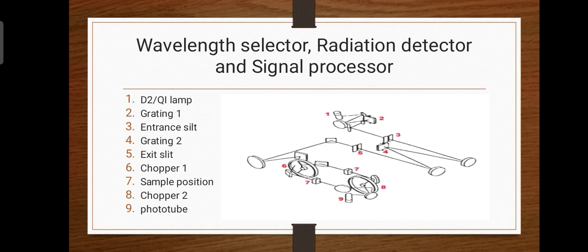So the chopper then rotates to the cutout section, which allows the reference beam through to the detector. The solid section of the chopper absorbs all radiation and blocks the beam from hitting the phototube detector. So the last part, which is the phototube.